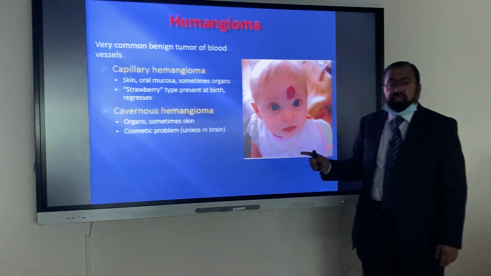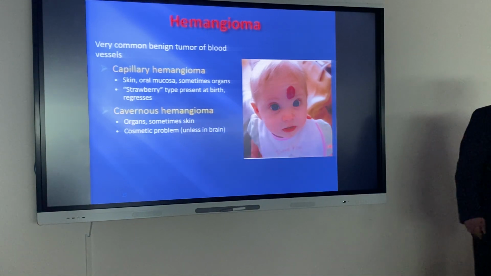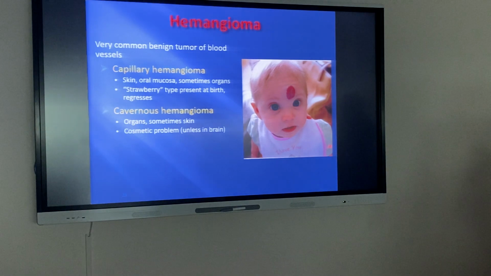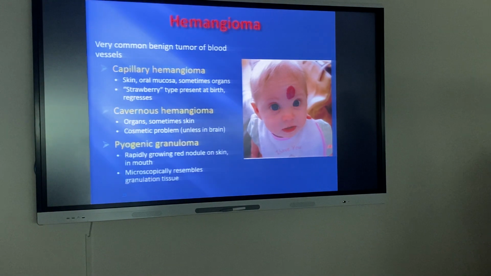But if it is in the face, they only cause a cosmetic problem, an unusual looking spot you might have seen in some of the patients.